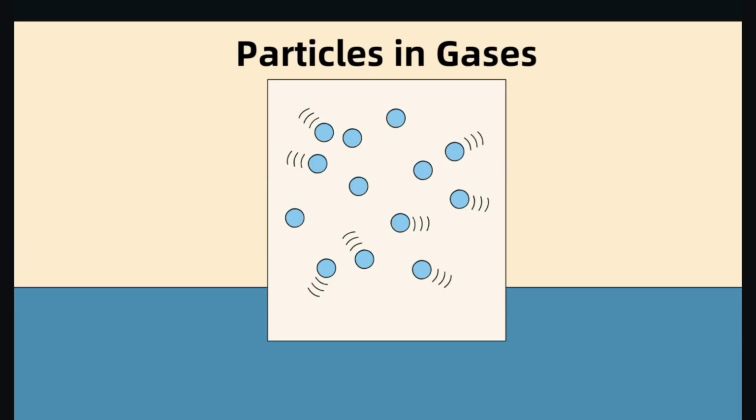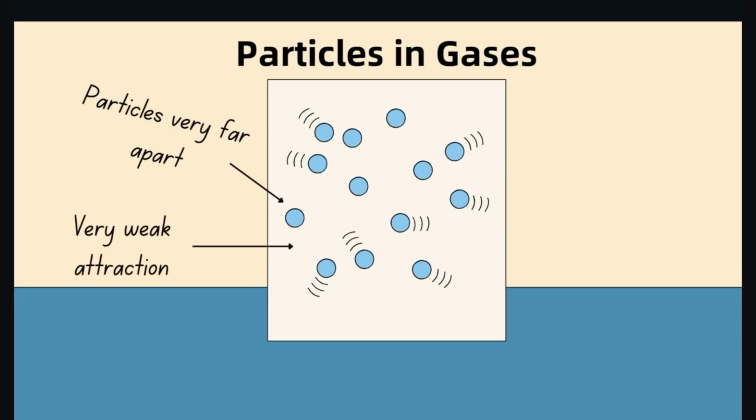Last but not least, gas particles. They look really different. You can see that none of them are touching. They are very far apart from each other. That's because the attraction between them is very weak. And this lets gas particles move freely.